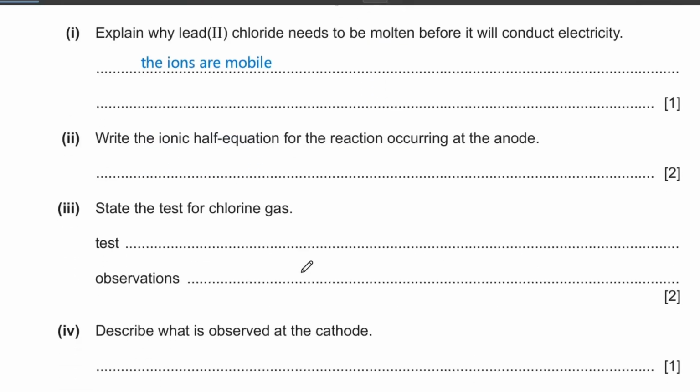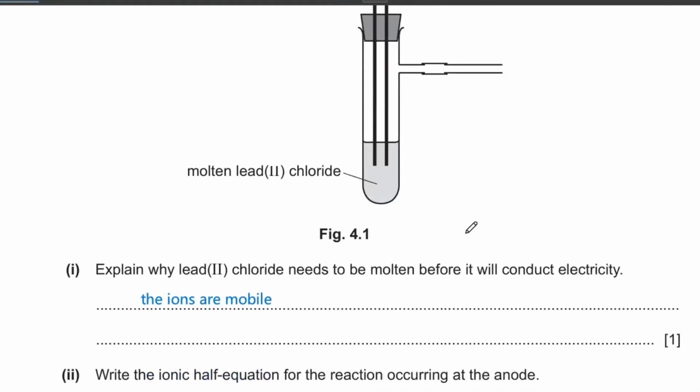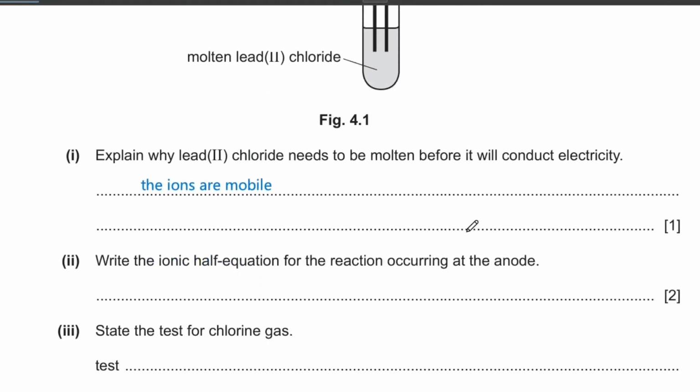Next, write the ionic half equation for the reaction occurring at the anode. So at our anode, like stated here, chlorine gas forms at the anode. So that means we're going to write the ionic equation for chlorine gas. And don't forget that at our anode, oxidation takes place. And oxidation is loss of electrons. So therefore, our ionic half equation is going to be.